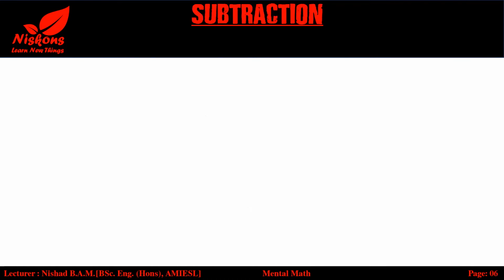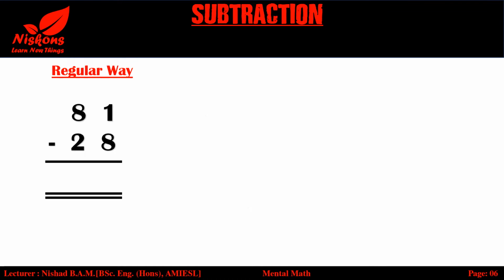So students, let us talk about subtraction. Subtraction means we have to subtract one number from another number. In order to subtract the regular way we may have learned in our schools, which is called right to left arithmetic, as an example, if we subtract 28 from 81, how will we calculate this?